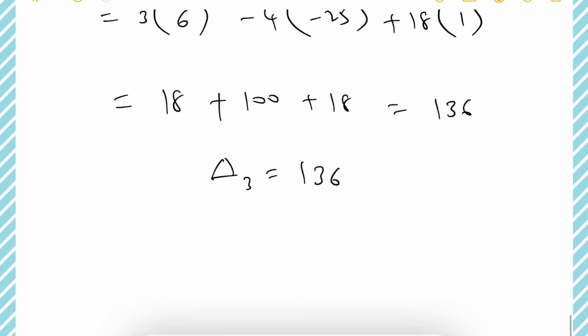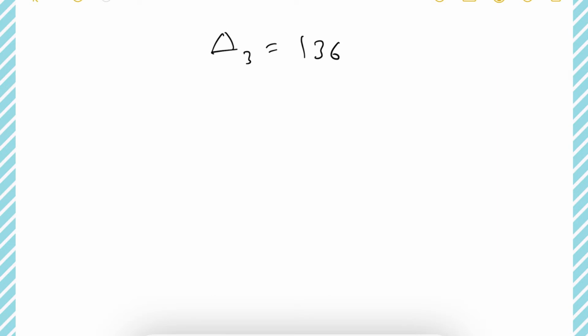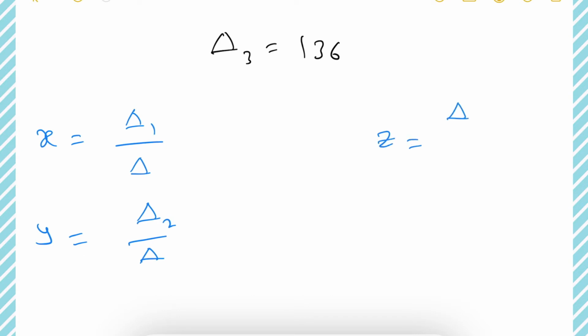Now how to find the x, y, z values. X value is delta 1 by delta. The same way y value is delta 2 by delta. Then z value is delta 3 by delta. Let us substitute the values and solve for x, y, z.